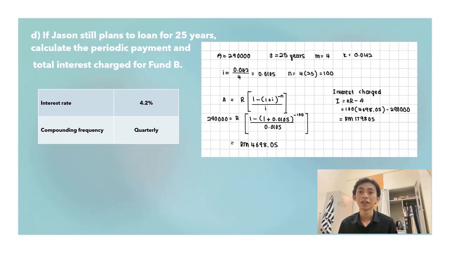For the interest charge, the formula is I equals nR minus A. So we put the numbers: 100(4,698.50) minus 290,000. It will be RM179,850.